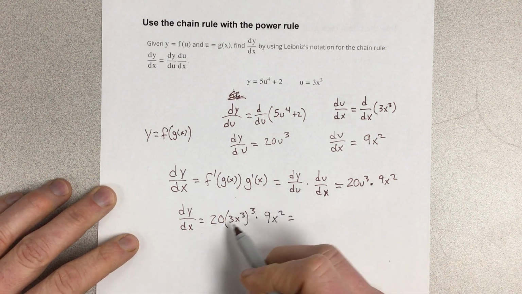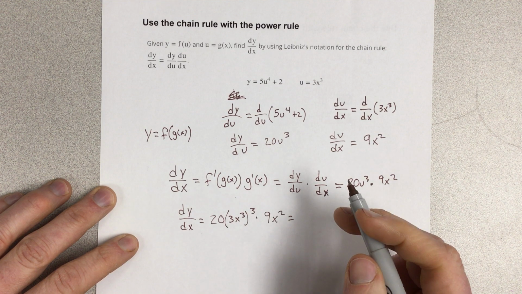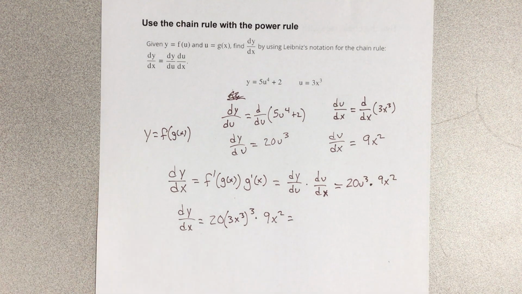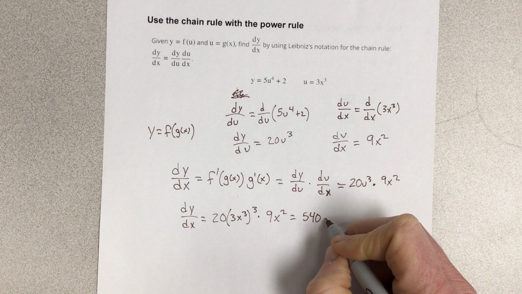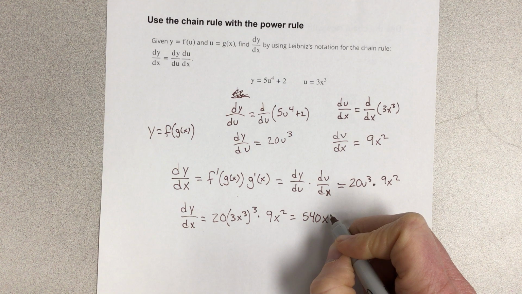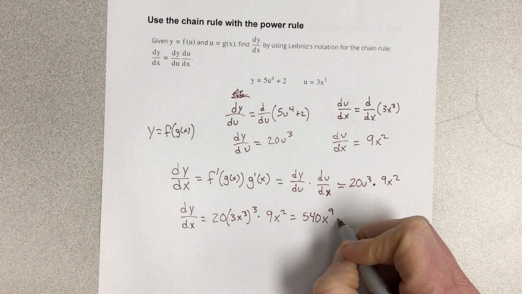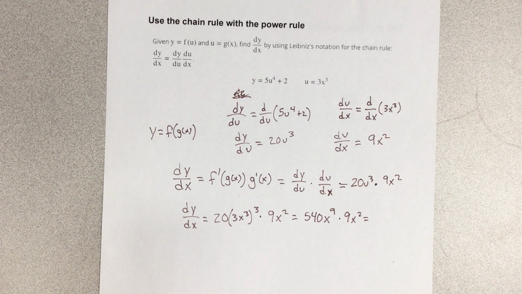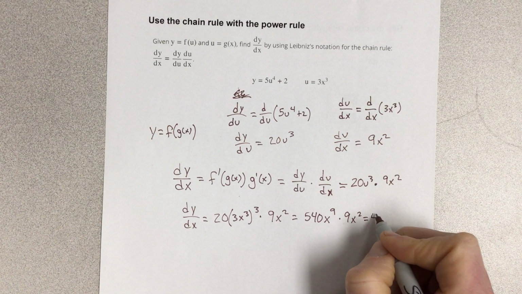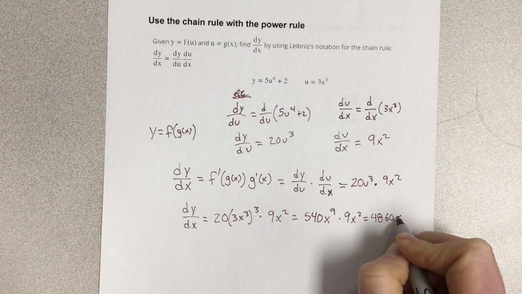And then if we do this whole cubing piece and multiply all this together, which we can do, we get 3 cubed times 20. So we get 540 x to the 9th times 9x squared, which would then give you 4,860 x to the 11th power.